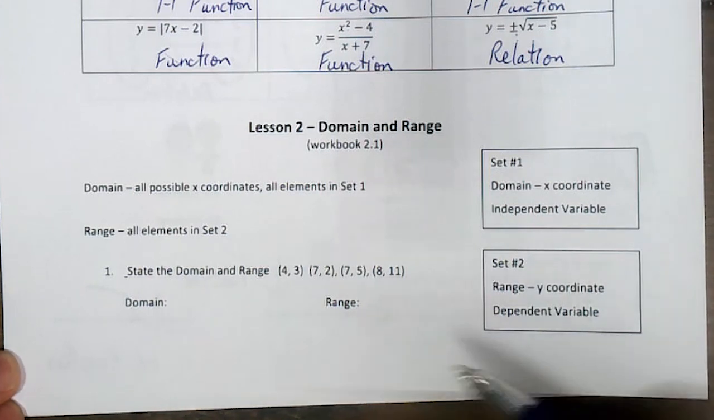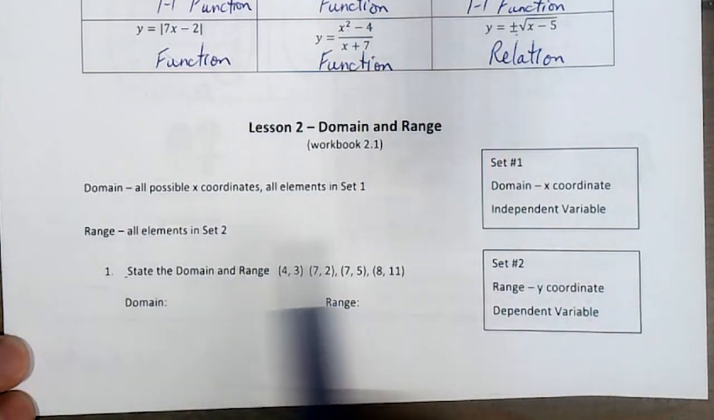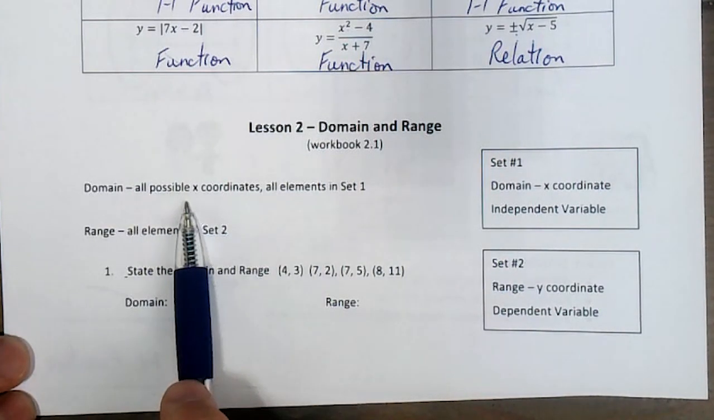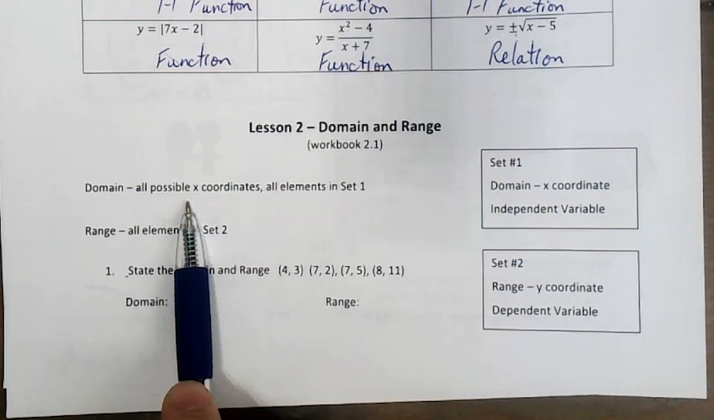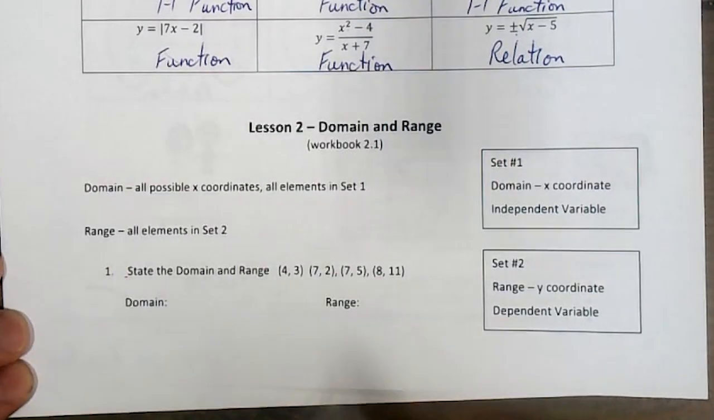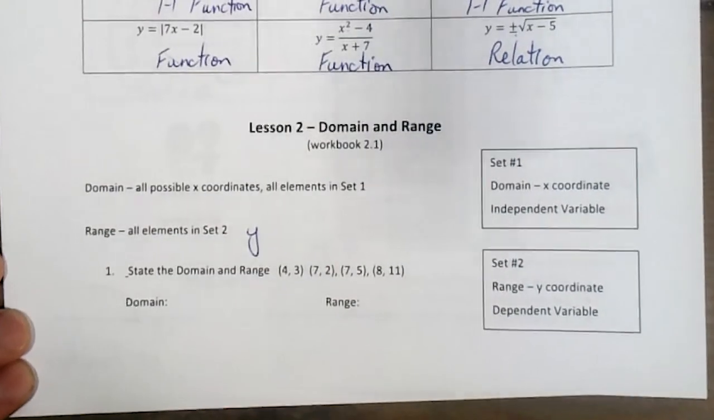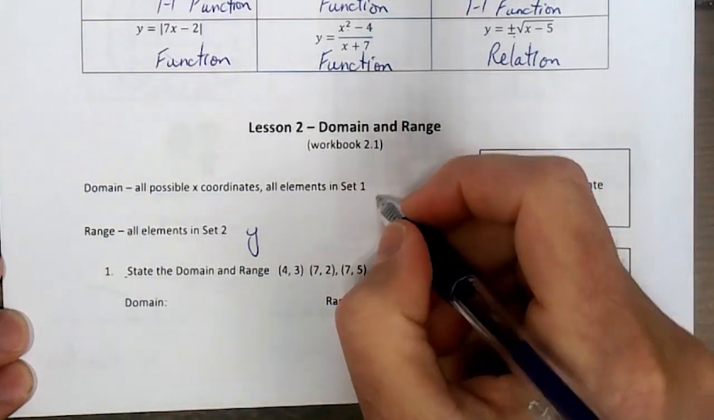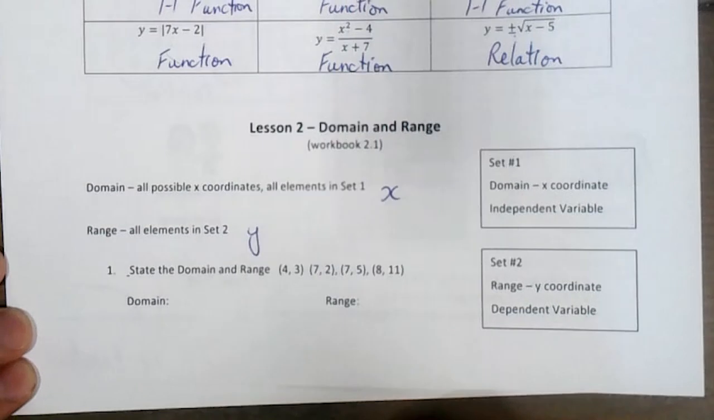So again, this is also from grade 10, and we'll just review it before we get into this chapter. Domain and range. Domain is all the possible x coordinates. It's set 1, whatever comes first. Range is all elements in set 2. So this is the y coordinate if you have x and y coordinates, and domain is the x.